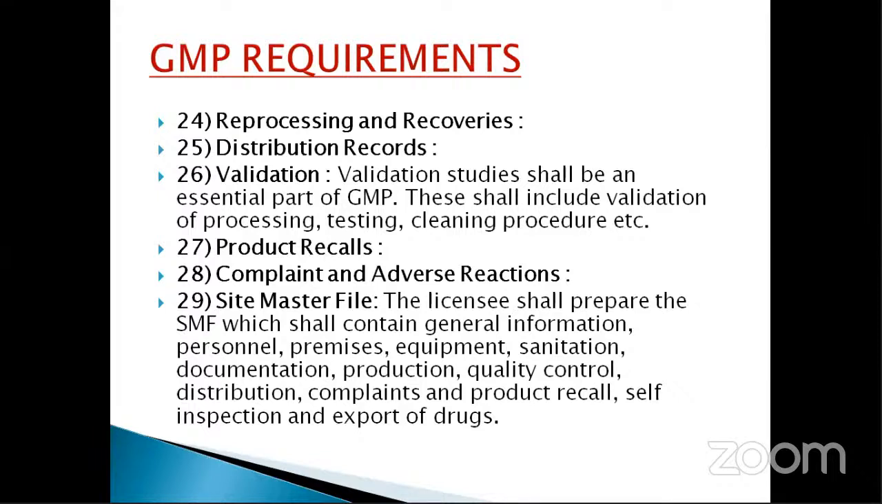Reprocessing and recoveries is another important area. Proper SOP will be there and it will be maintained. It is necessary for GMP maintenance. Distribution record in detail should be there. After release of a particular batch, where it has been given, supplied, entire distribution records will be properly maintained such that for any problem, it can immediately be seen where it has been distributed, how it can be recalled from the market. So it is another important criteria for GMP maintenance.